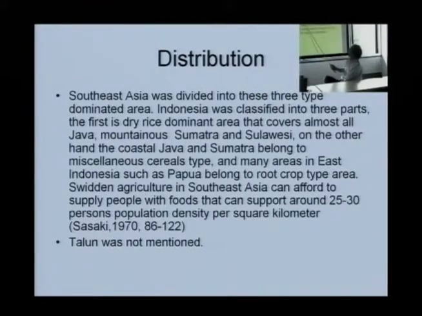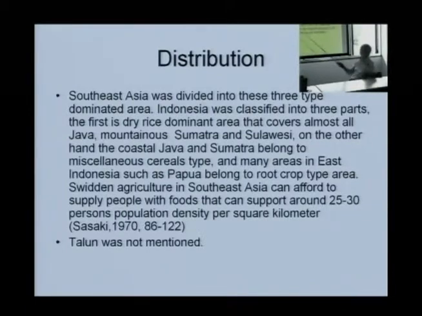Dry agriculture in Southeast Asia can supply people with food that can support around 25 to 30 persons of population density per square kilometer. So usually dry agriculture can support only 25 or 30 persons per square kilometer, but in practice West Java has supported far more people compared with common practice. Why? That is one question.